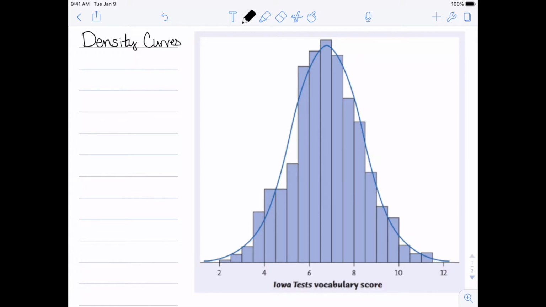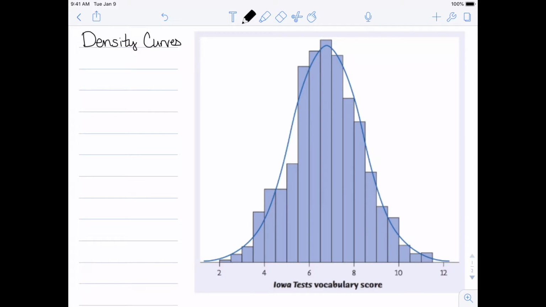One of them being that the area underneath needs to add to 1. So the total area underneath this curve needs to be 1, which essentially means that the height of these bars should be in terms of percentages instead of the actual value. So instead of saying there's 10 people who scored a 4, we need to say that it was 3% or something like that.